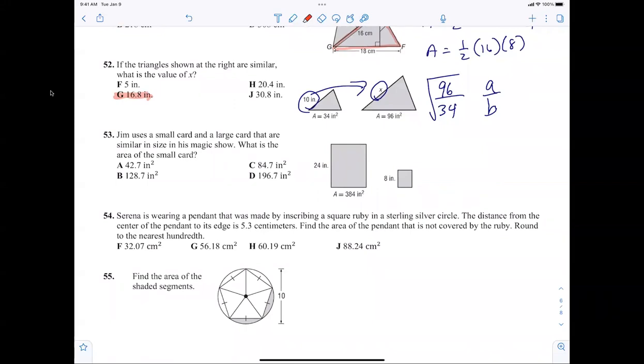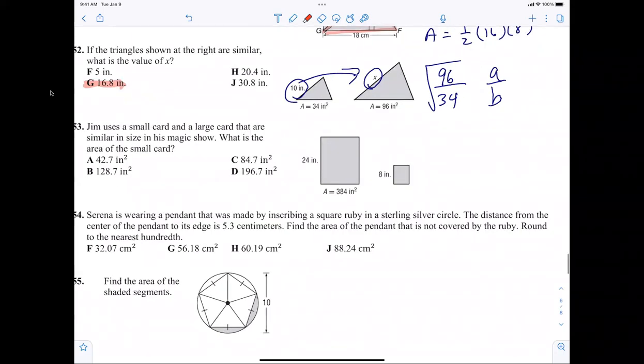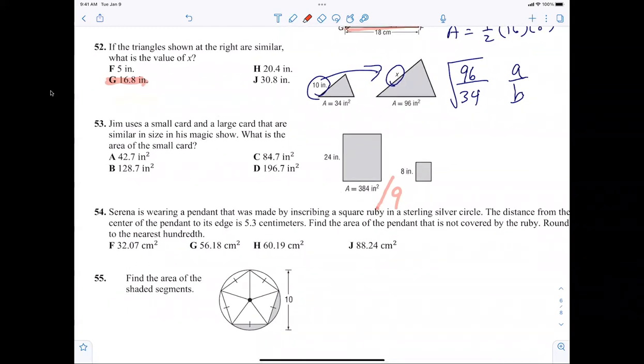All right. So same principle here. 24 over 8 is the ratio of the sides, correct? So that's 3 to 1, correct? So 3 squared is what? 9. So 384 divided by 9. And what's 384 divided by 9? Yeah, 42.7. Everybody okay with that? All right, and 54.